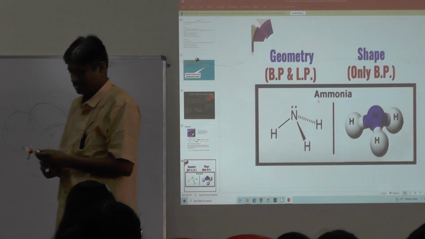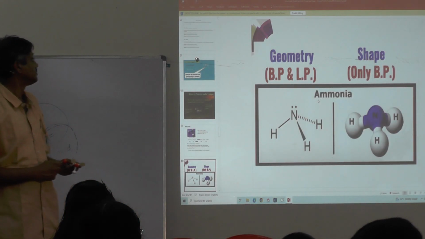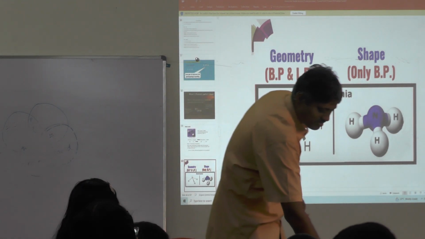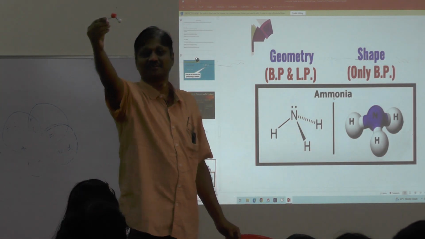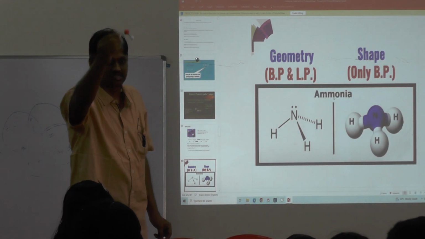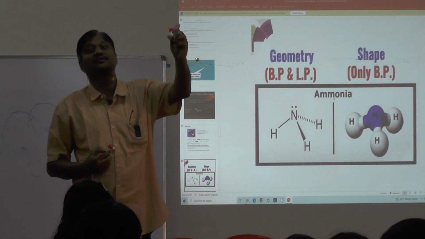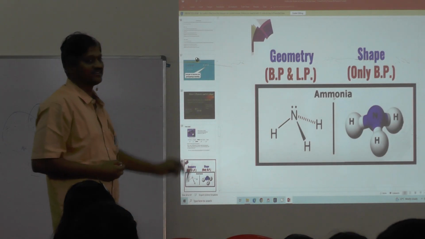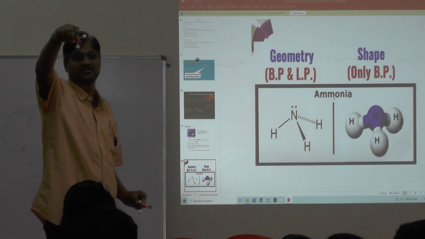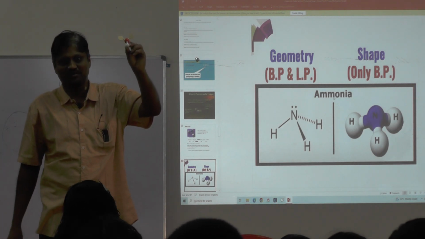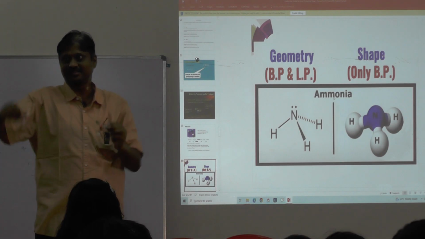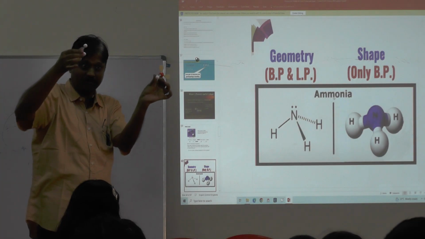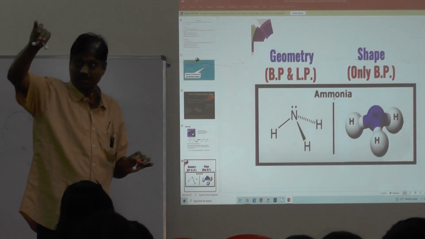You see, geometry and shape consider only the bonded pairs. This is the molecule geometry, molecule shape. This is the electron geometry, electron shape. What we normally call geometry is the shape of the molecule. This is tetrahedral. This is bent. That difference is to be understood. With lone pairs it is different, without lone pairs it is different. This is only the molecule, agreed or not?